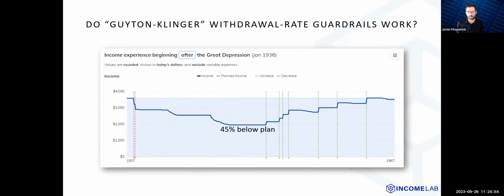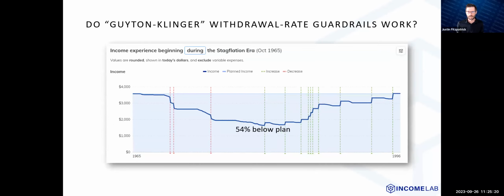If I started after the core part of the Great Depression, so 1936, we're still kind of in the Great Depression. I guess technically it may have ended by this point, but the recovery was a while after that. We end up 45% below plan in the middle of the plan. And if I start in 1965, which is about the worst time you possibly could have started, I end up at worst 54% below plan by following this.